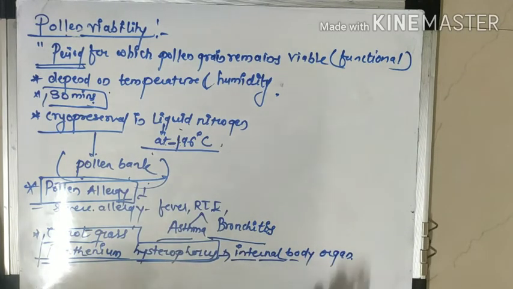When was it introduced in India? When imported wheat was introduced, along with it carrot grass was introduced. But it has so many problems, it affects our internal body organs. Not only that, it causes many fevers. It is again responsible for respiratory tract infections like asthma and bronchitis. So this is about pollen allergy. Okay, so now we have discussed pollen products, pollen viability and pollen allergy. Okay, thank you.